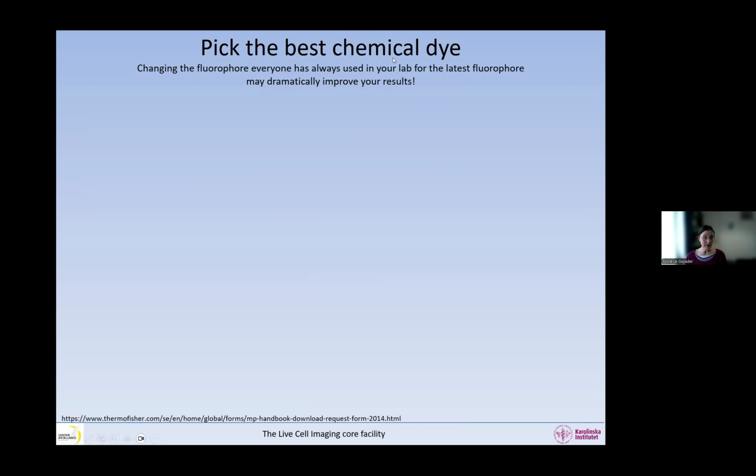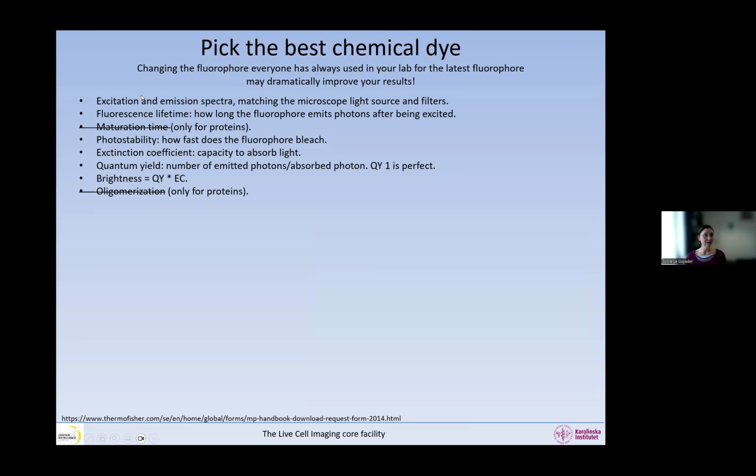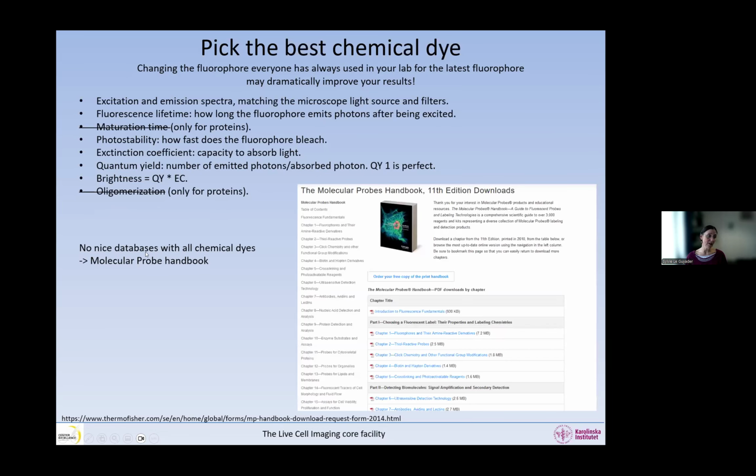You also want to pick the best chemical dye, and that can also change your result dramatically. This is exactly the same, except that we don't have oligomerization and maturation time. These are only for proteins, but this is exactly the same for the chemical dyes. Unfortunately, there is no nice database like FP-base, but in this book called the Molecular Probes Handbook, you can still find it on the Thermo Fisher website, and it has a lot of information about the different dyes. So you can find here the latest dyes.